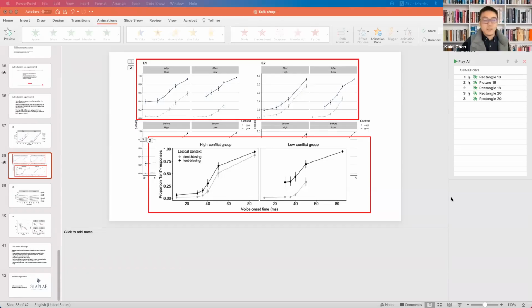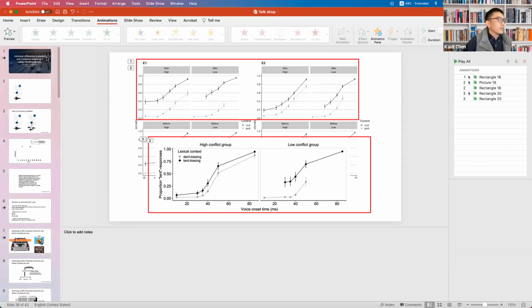Okay, let me get my screen shared. You can see it now, right? Great. Okay.